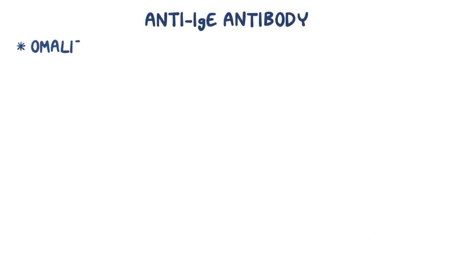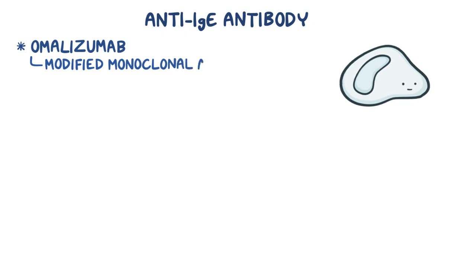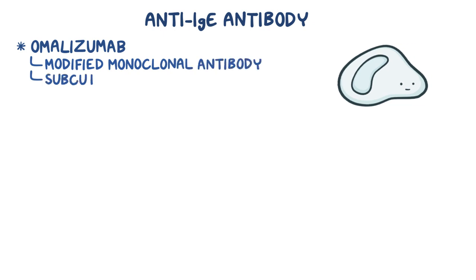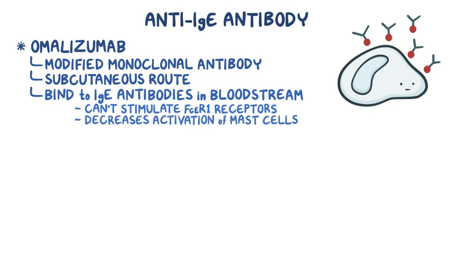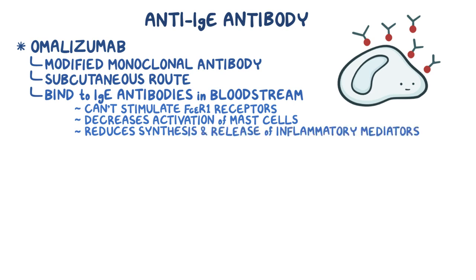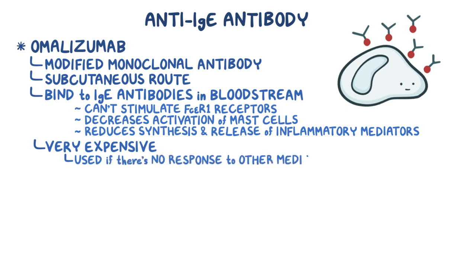Finally, the last medication is the anti-IgE antibody omalizumab. It's a modified monoclonal antibody that is administered by the subcutaneous route. Omalizumab binds to the IgE antibodies in the bloodstream, so they can't stimulate the Fc epsilon R1 receptors on mast cells. This decreases the activation of mast cells, which in turn reduces the synthesis and release of various inflammatory mediators like leukotrienes and prostaglandins. Omalizumab's main drawback is that it's a very expensive medication, so it's typically used if the person does not respond to other medications.